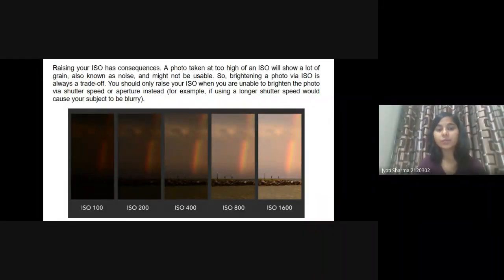You should raise your ISO only when you are unable to brighten your photo via shutter speed or the aperture. Otherwise, if you are not able to do it, then you can do it with the ISO.